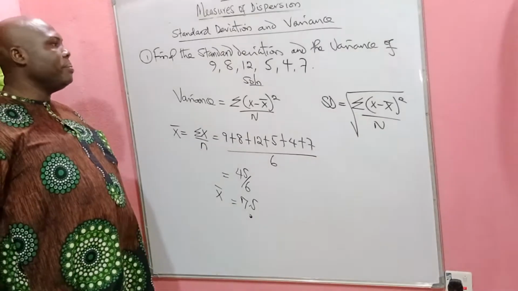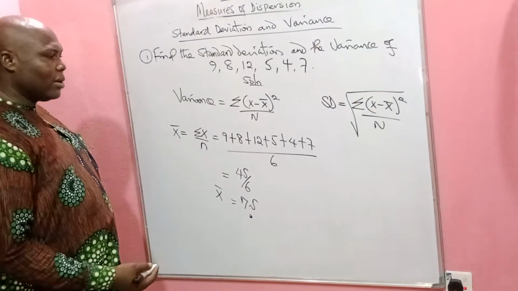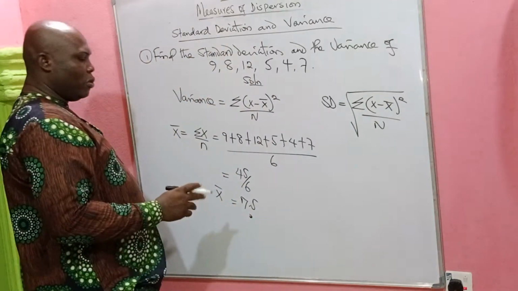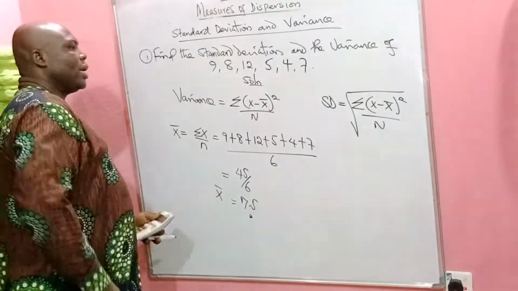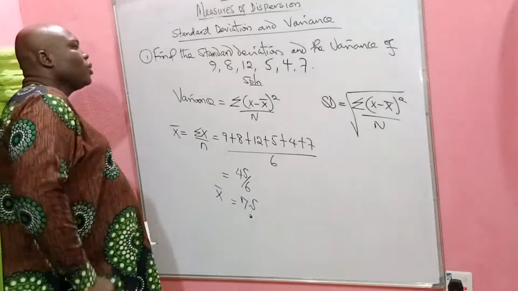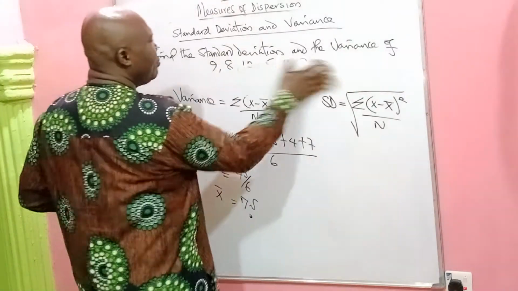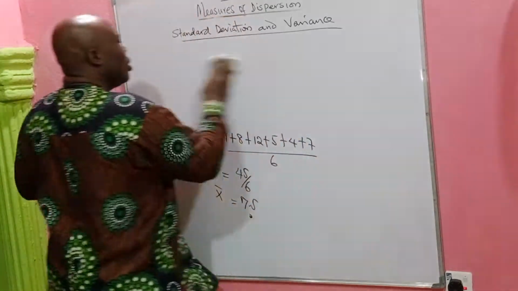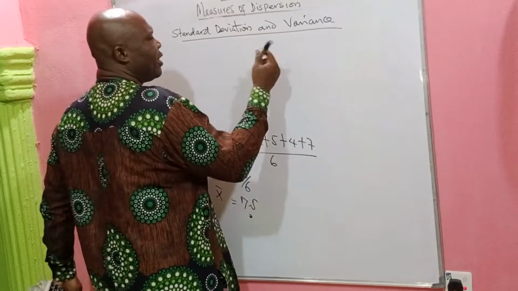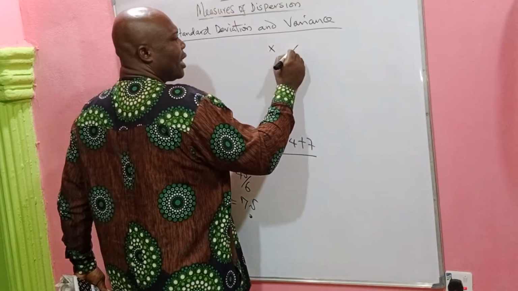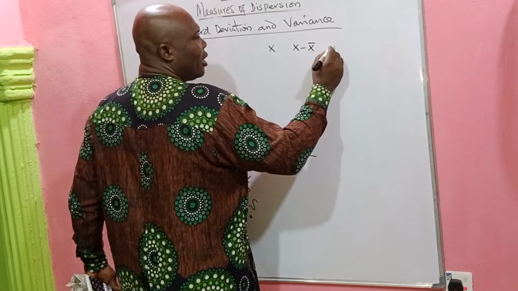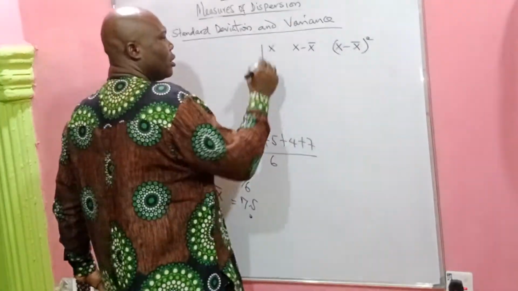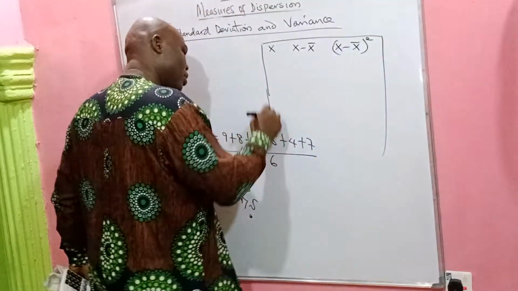After having the mean, you bring out a table of values. The table of values will enable you to find the deviations. In the table of values, first and foremost we have our x, after that we have x minus x bar, then we have x minus x bar all squared. That's all we need.